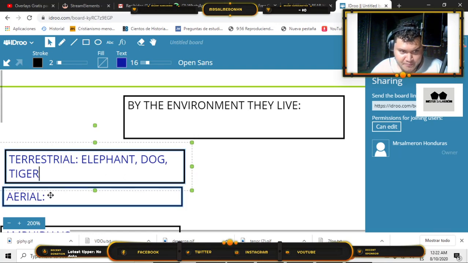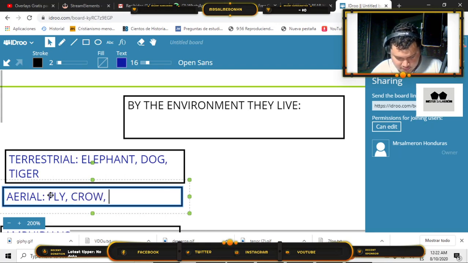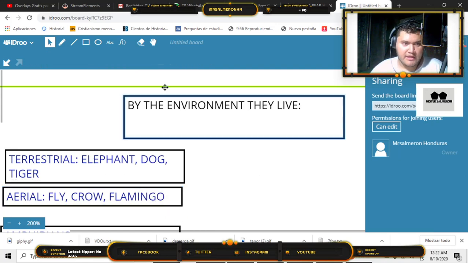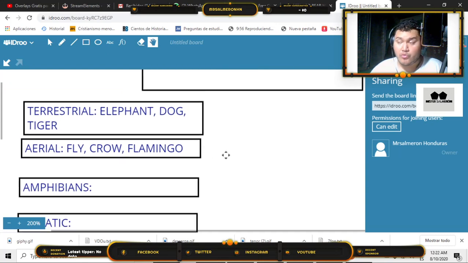Now, 3 examples of aerial animals. The butterfly, the fly, the crows, and flamingo. There are more examples, right? And you can go like that. You have to do 3 examples of each one of all the ones that we saw.